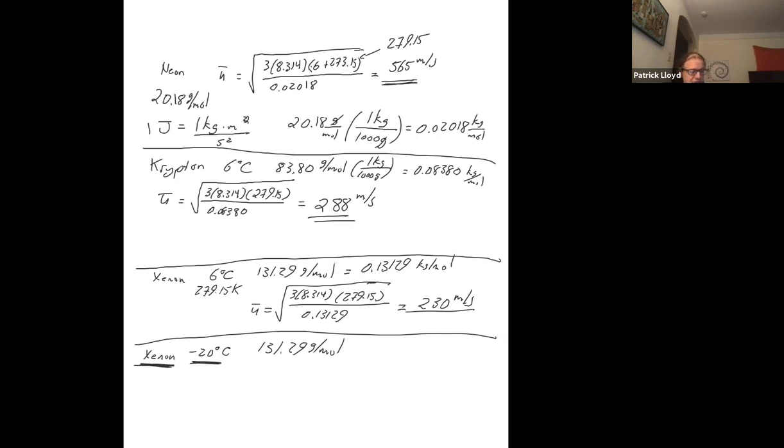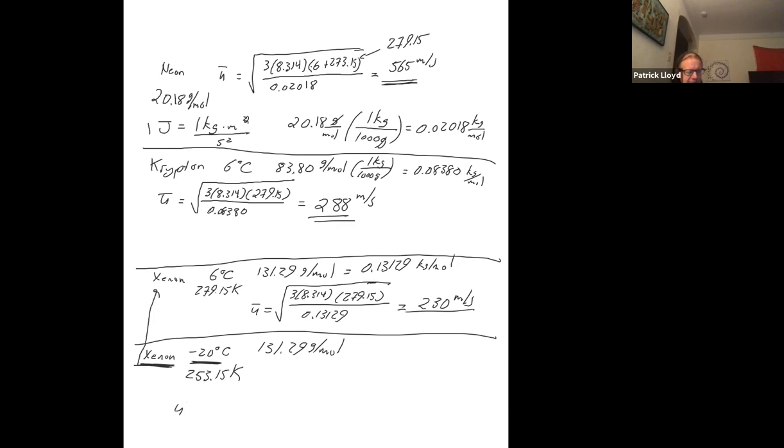So this one you would expect to go slower than this one because it's the same gas, xenon, so it's the same weight, but it's colder, so it should go slower. So let's see if that's true. If we're at minus 20, that's 253.15 Kelvin, right? You add the 273.15.